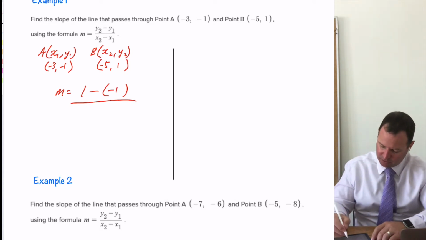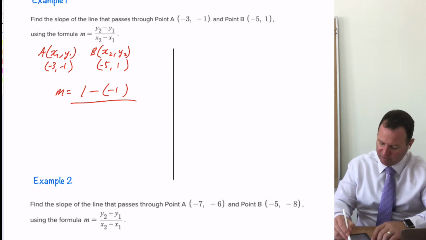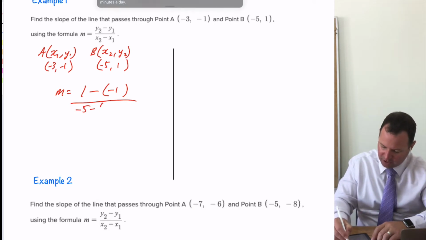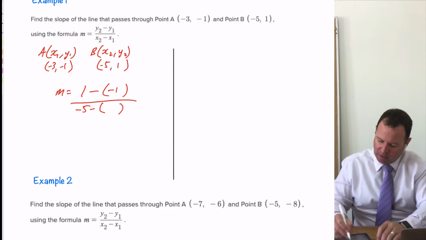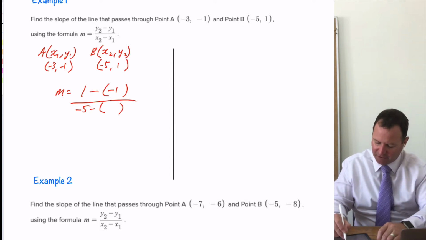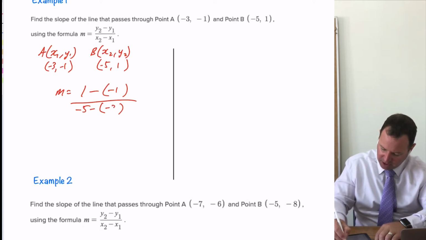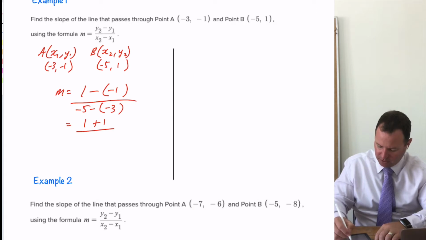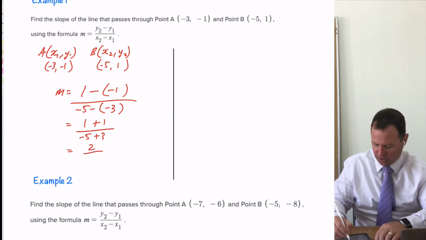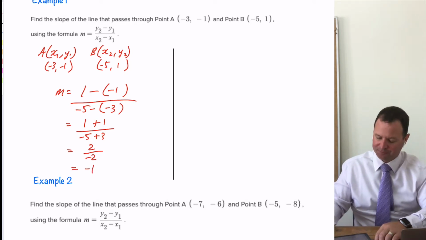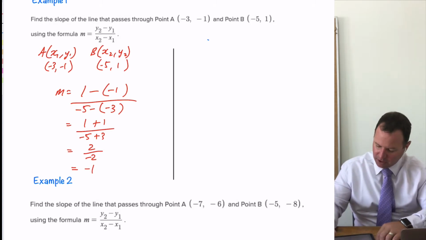So the next one I'm looking for is my y1, which is a -1, and that's the reason, because that'll turn it into a positive. My next one I'm looking for is my x2, which is -5, and I'm going to do the subtraction, and then I'm going to find out what my x1 is, which is -3. So I'm just going to tidy this up a bit. 1 + 1 on -5 + 3, and that's going to give me 2 over -2, which is going to give me -1.